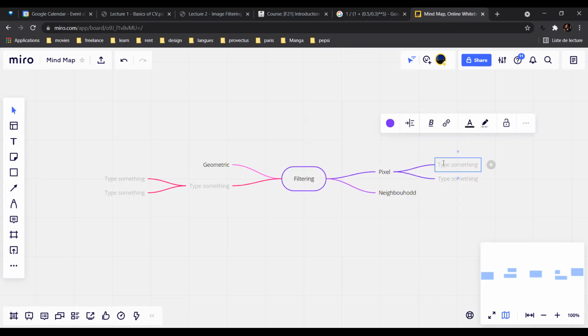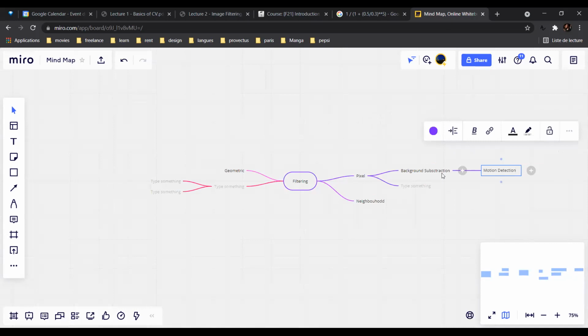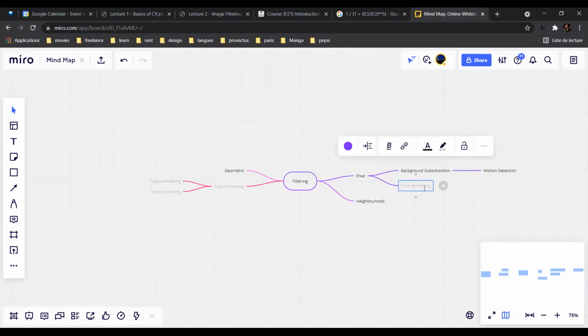Pixel operations, what have we seen? What do we use background subtraction for? To detect if there were any objects. Yes, in motion detection, right? Very nice. Another pixel operation, which is? Contrast enhancement.